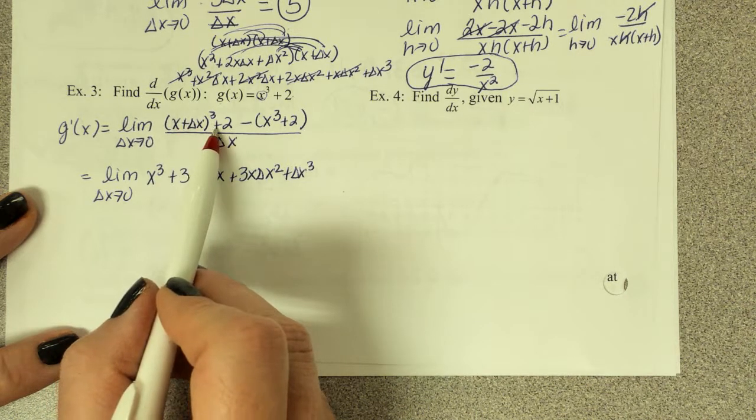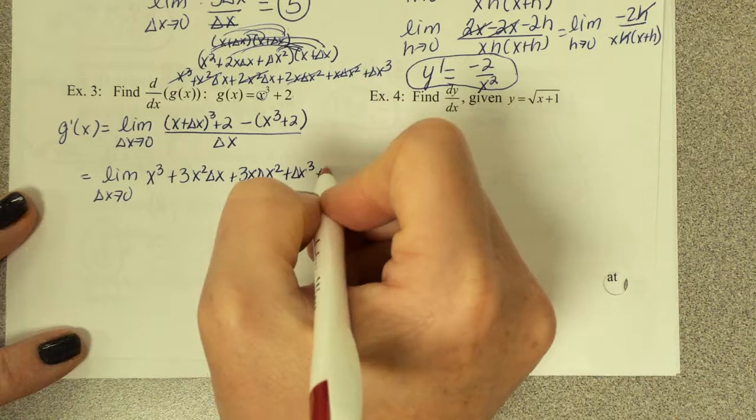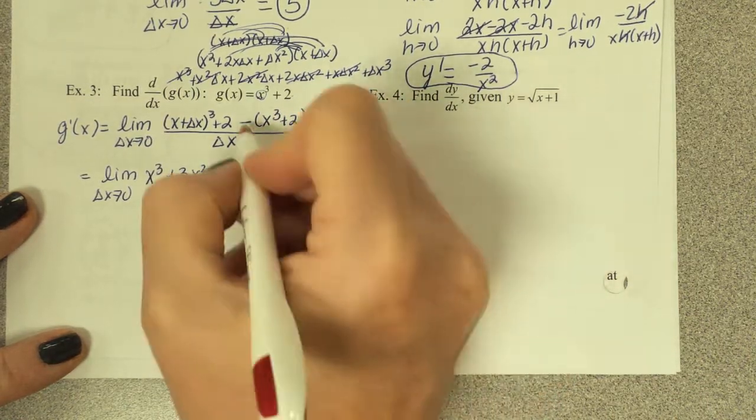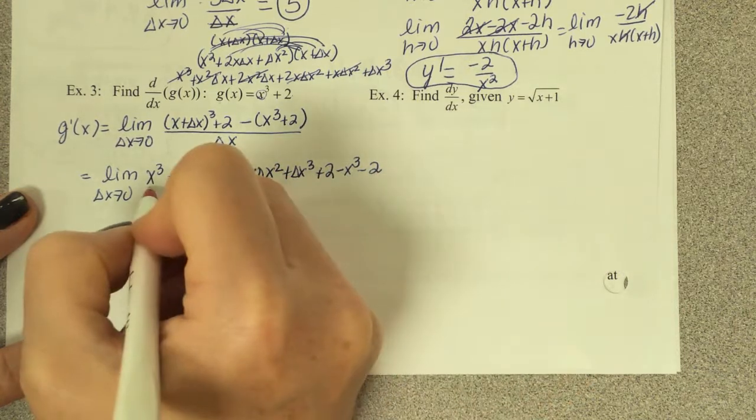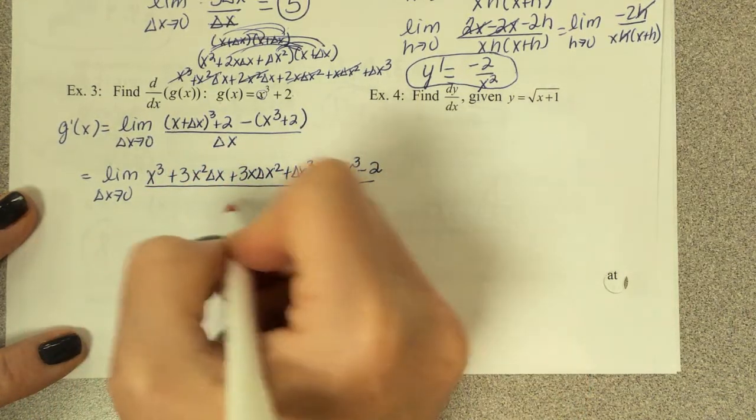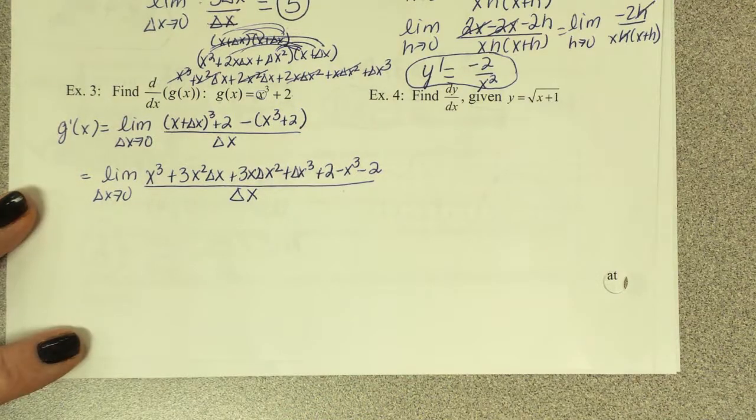Write the rest of it. Plus 2 minus x cubed minus 2 all over delta x.